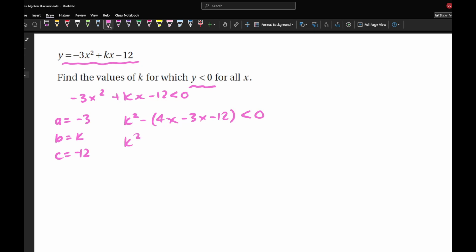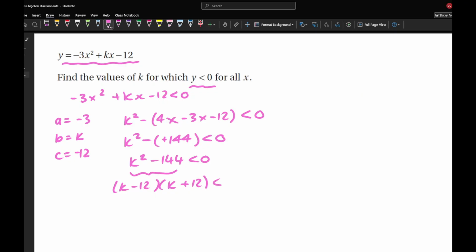So k squared minus, and it's going to be plus 144, is less than 0. So k squared minus 144 is less than 0. This is a difference of two squares, in which we get this is less than 0. So my k values are going to be positive 12 or negative 12, and these are also my critical values.